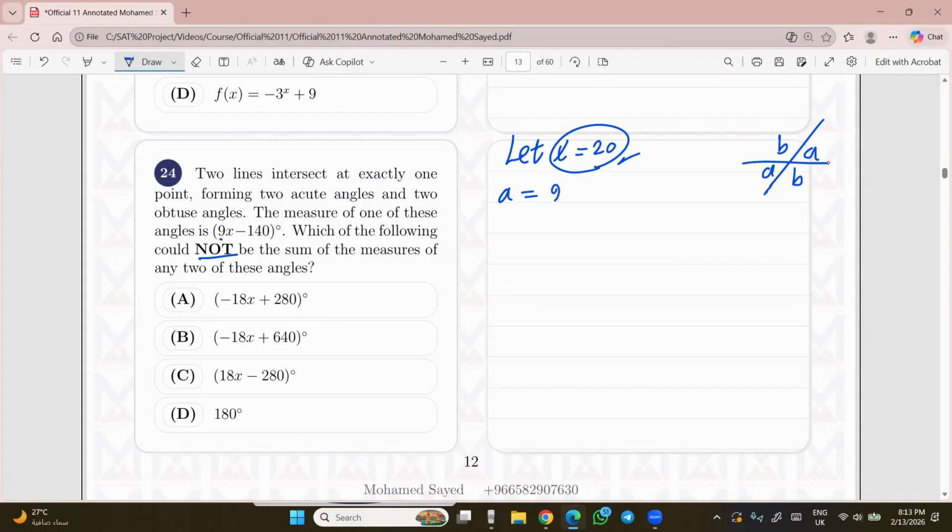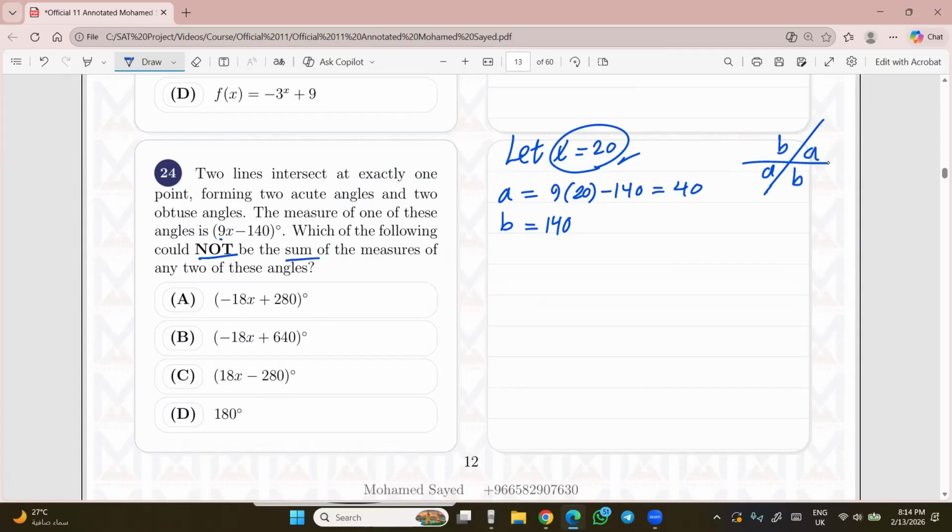A is equal to 9 times 20 minus 140. 9 times 20 is 180, and 180 minus 140 is equal to 40. And this makes sense. Look, A is about 40, which is okay. But what about B? You know that A plus B together have a total of 180 because they are called a linear pair. Linear pair means two angles that make a straight angle. So B plus A is 180, which makes B 140, because 40 plus what equals 180? That's A and that's B.